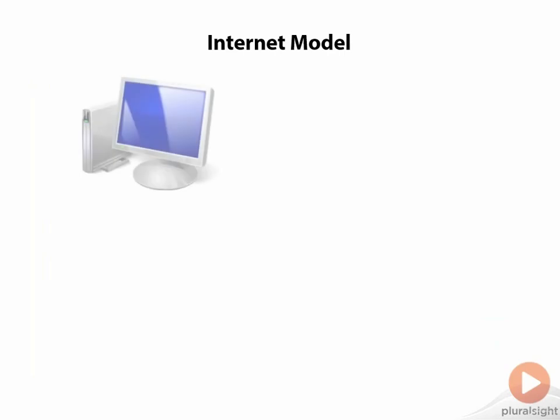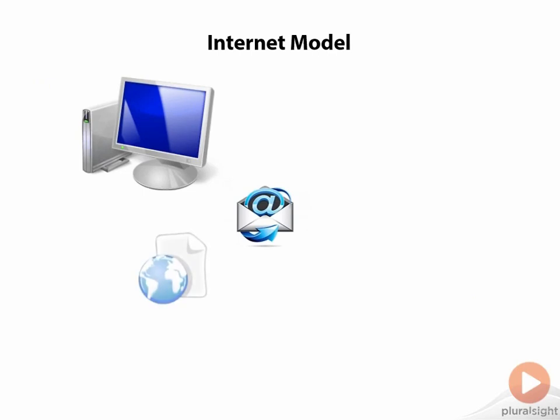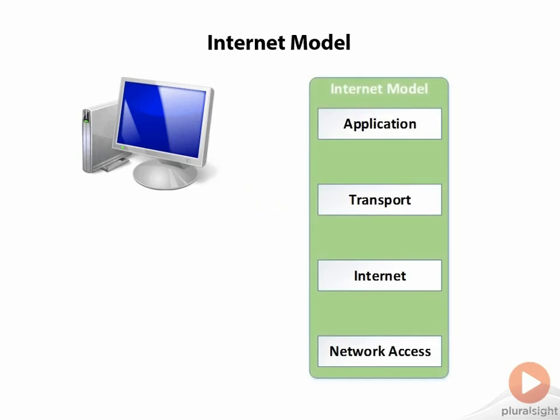Okay, so for the internet model, let's take a look and ask, what does this mean when we put information on the network? What happens? If I have an email that I want to send, or I want to retrieve a web page, how does this OSI model or this internet model relate to that? Well, here we have the internet model, which is comprised of application, transport, internet, and network access, and I want to put some information on the wire.